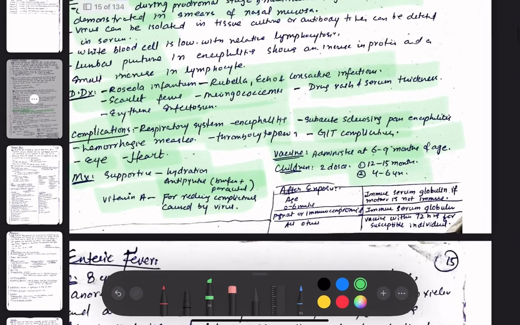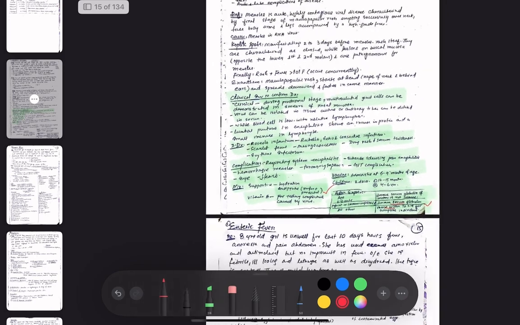Now, after the exposure, if the vaccine was not administered, then what is done? At the age of 0 to 6 months, immune serum globulin is given if the mother is not immune, or if she is pregnant or immunocompromised. All others are given the vaccine within 72 hours for susceptible individuals. If the patient is not vaccinated already, then this treatment plan is provided. Okay, so this was all about measles.